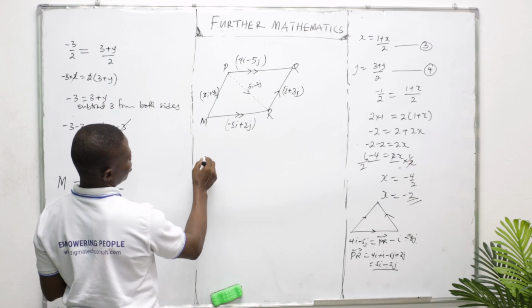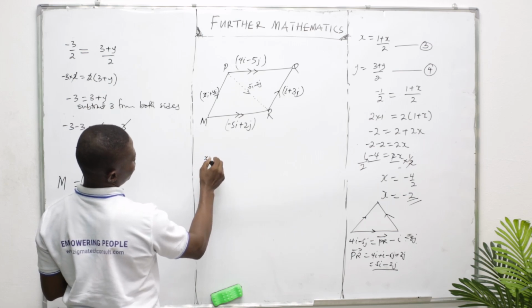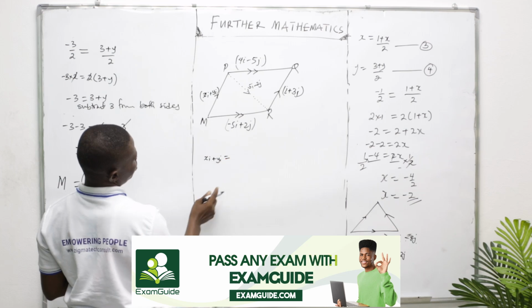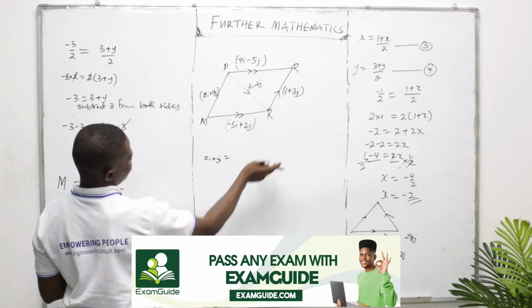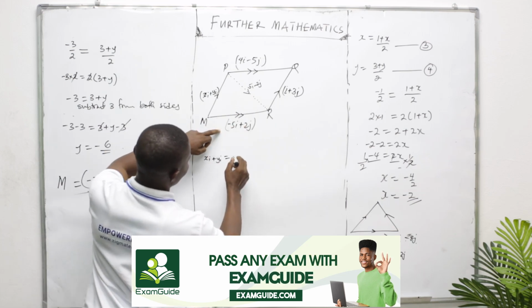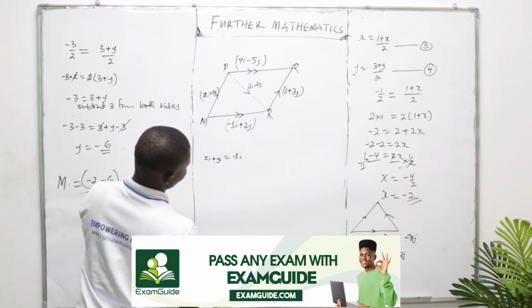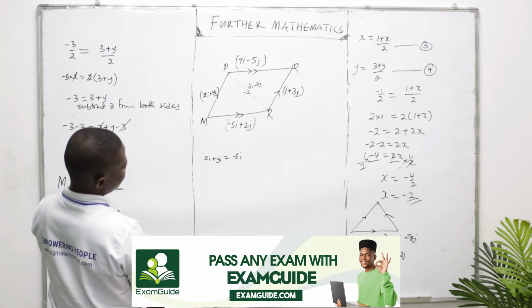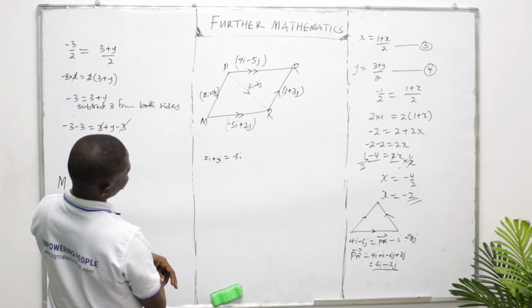I'll have that xi plus yj equals to this guy minus 5 this, you go to work, 5i, okay.